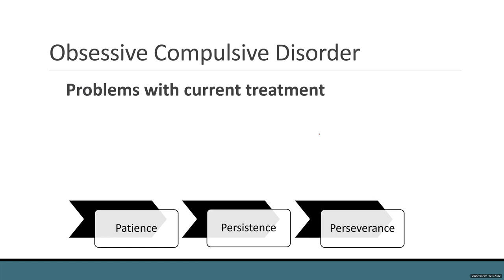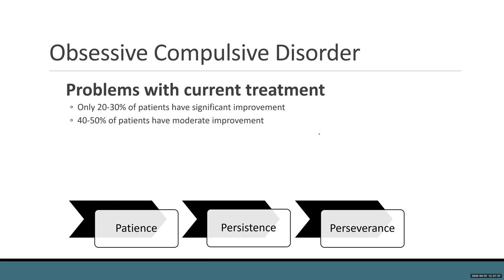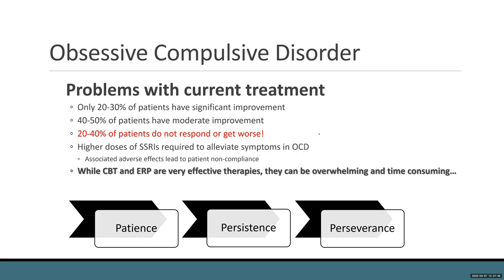So the problems with OCD treatment currently: only 20 to 30% of patients have significant improvement, 40 to 50% have moderate improvement, and 20 to 40% do not respond or get worse. Higher doses of SSRIs, the selective serotonin reuptake inhibitors, are required to treat many of the anxious symptoms associated with OCD. Unfortunately, in OCD and many other anxiety disorders, compared to depression, you need a higher dose of an SSRI, and higher doses mean a higher chance of side effects. This leads to noncompliance.